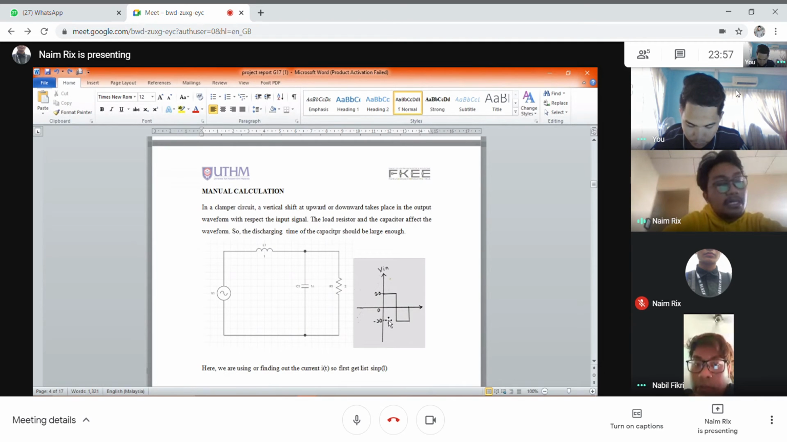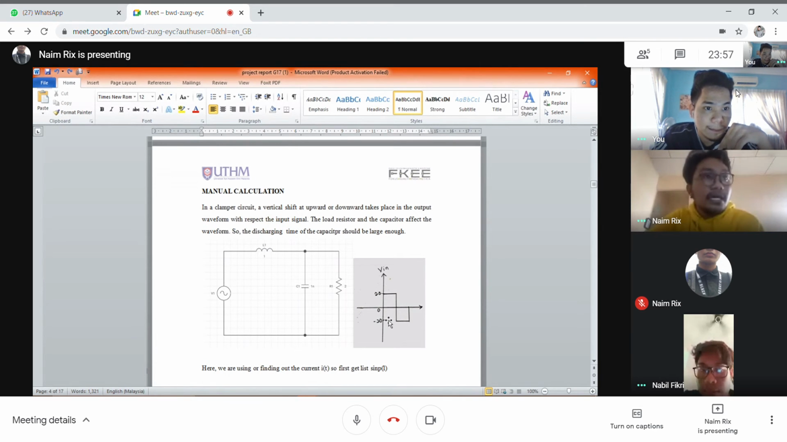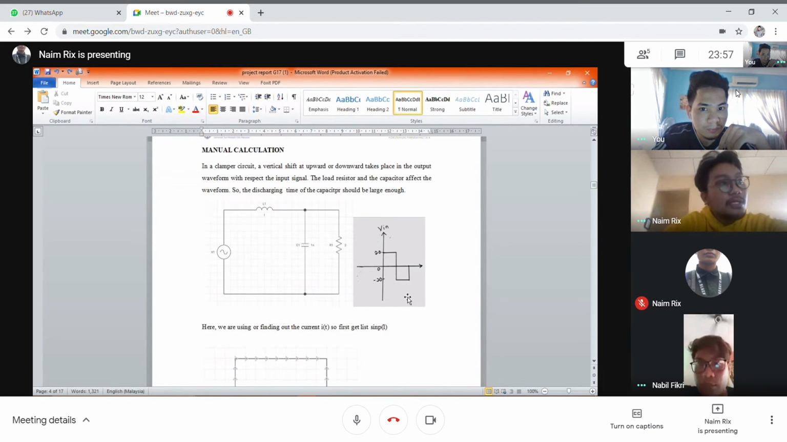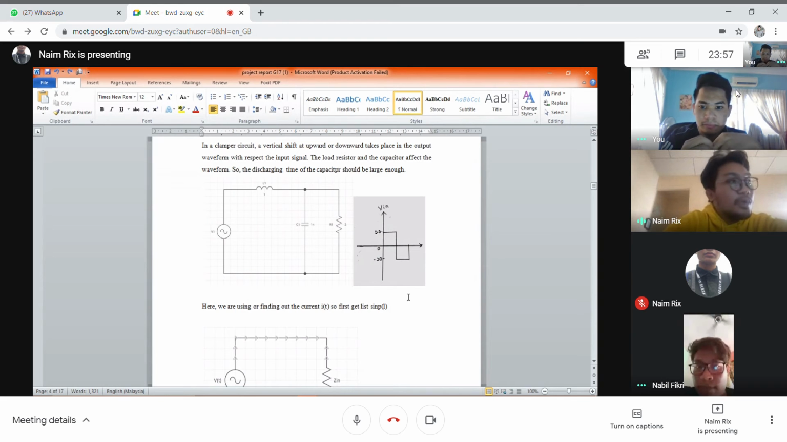So in a clamper circuit, a vertical shift upward or downward takes place in the output waveform with respect to the input signal. So the load resistor and the capacitor affect the waveform. So the discharging time of the capacitor should be large enough. So we are finding the current in time domain.